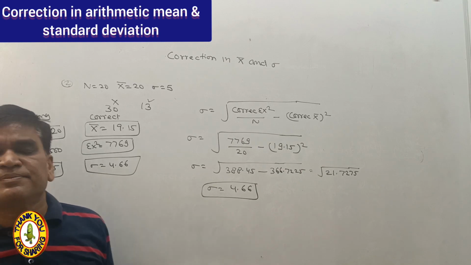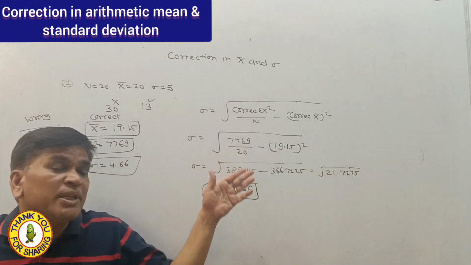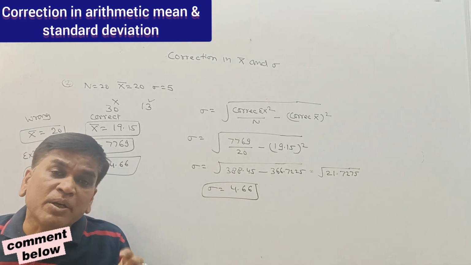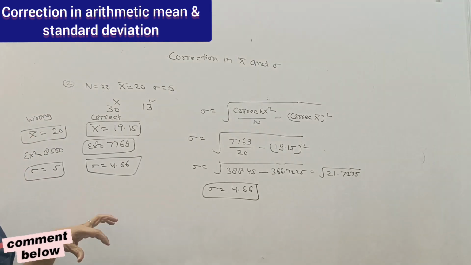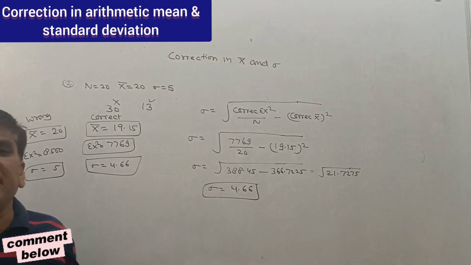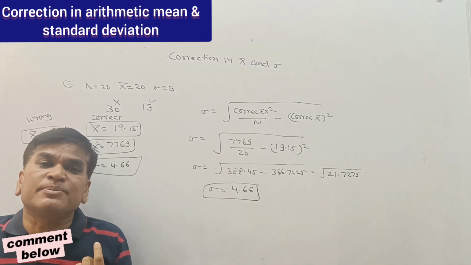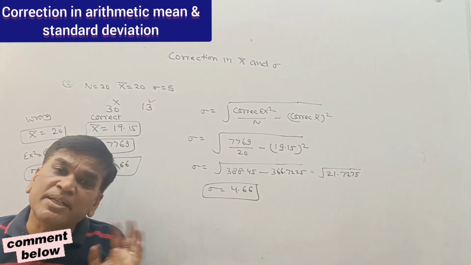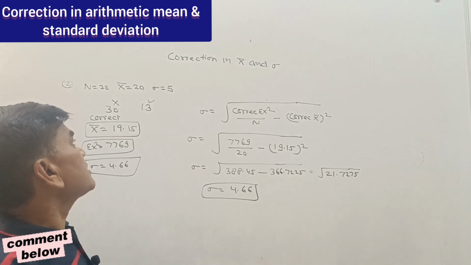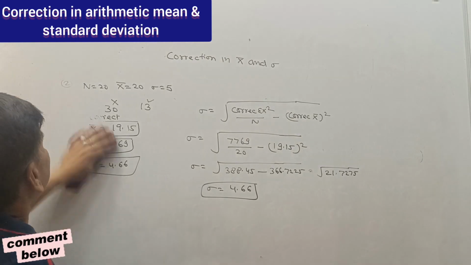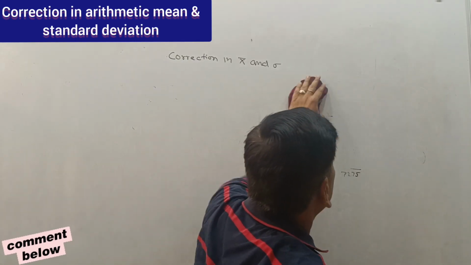So in this manner, if there is some mistake, with the help of this we can solve without calculating a second time. We can correct our arithmetic mean as well as our standard deviation. In this question, there was only one mistake. If there are two mistakes, there is also no problem. We can solve this. So I am taking a question which has two mistakes, and we will learn how to solve it here.